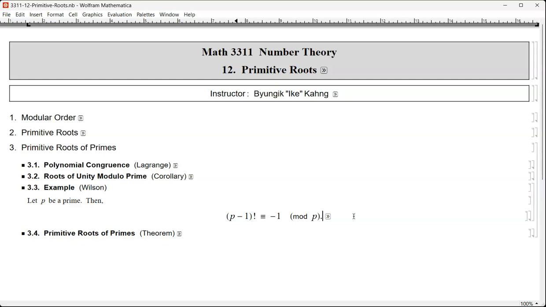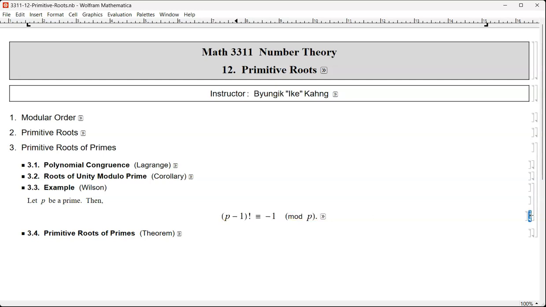Okay, this is Wilson's theorem. (p minus 1) factorial is congruent to -1 modulo prime p, or equivalently (p minus 1) factorial plus 1 is congruent to 0 mod p, either way.